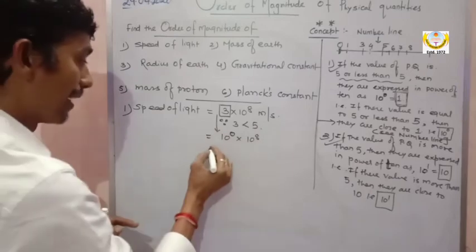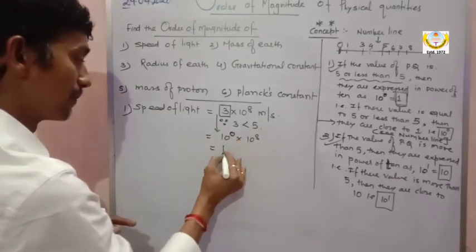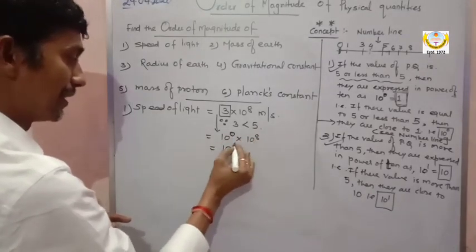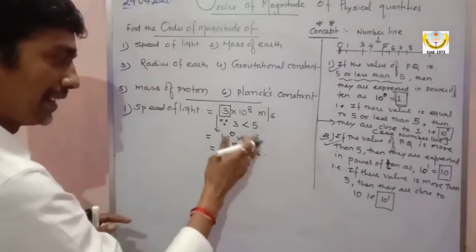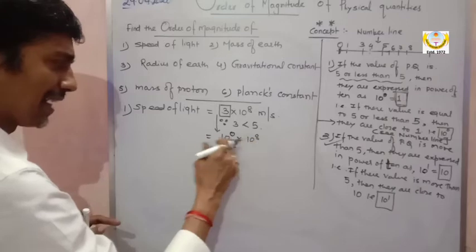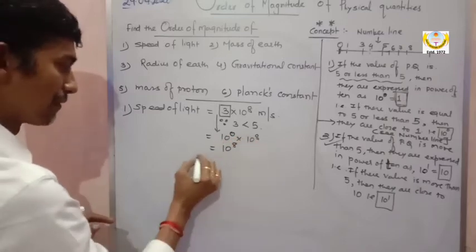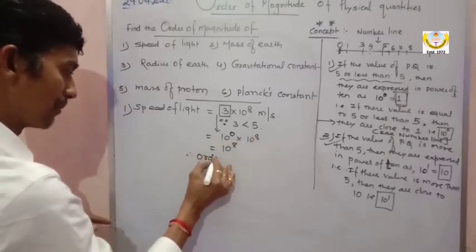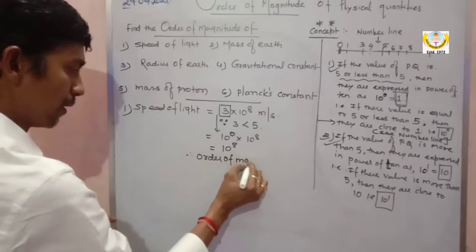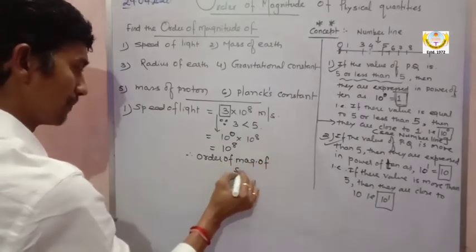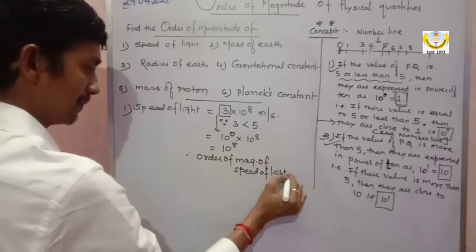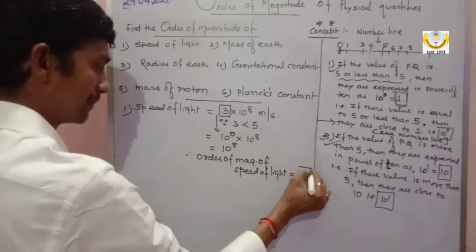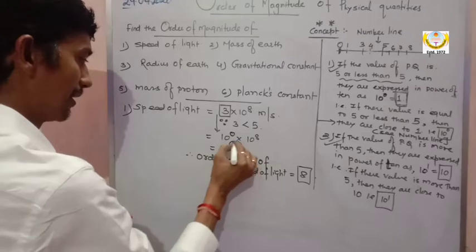Very true. And the answer now is 10 power 0 and 8, that is 10 power 8 meter per second. Now there is no need of writing the unit. The answer is 10 power 8. Therefore, the order of magnitude of the speed of light is 8. You can see.